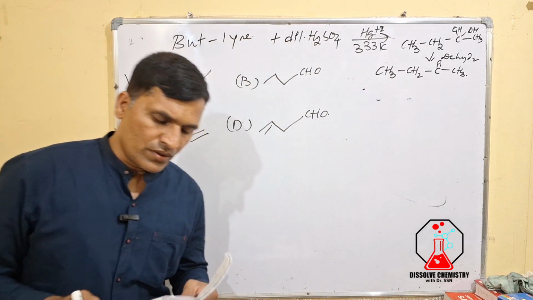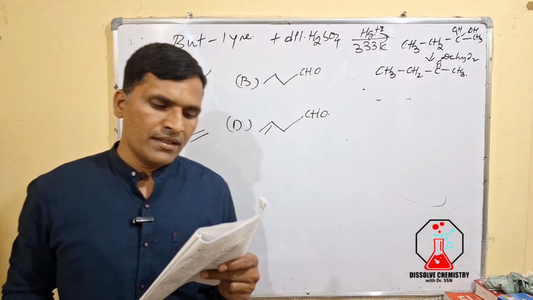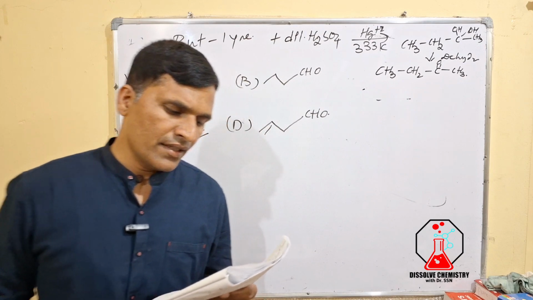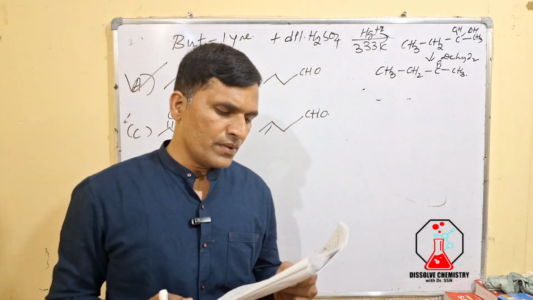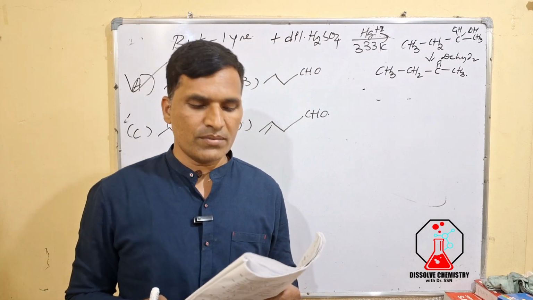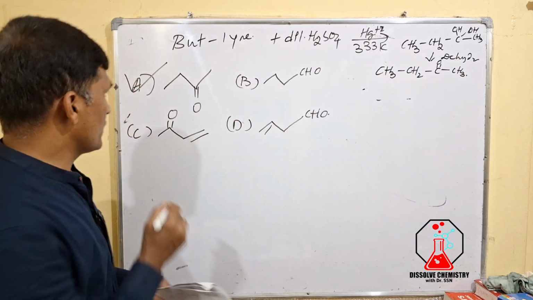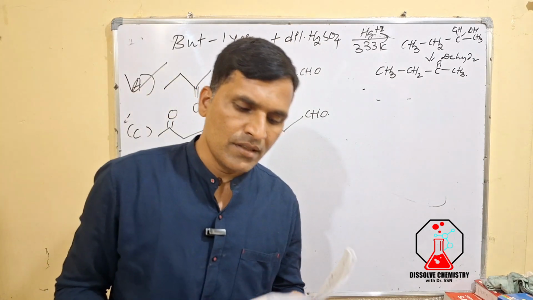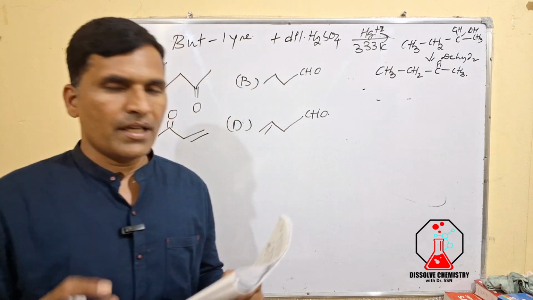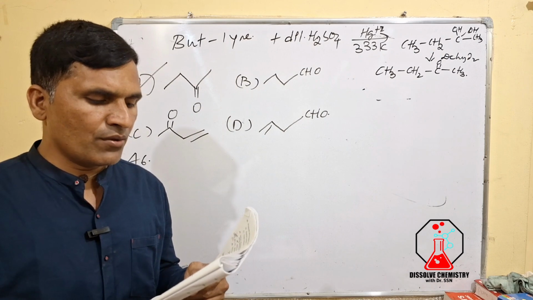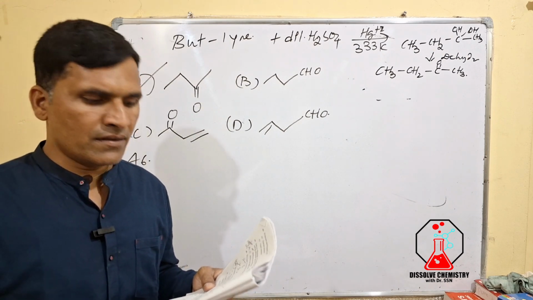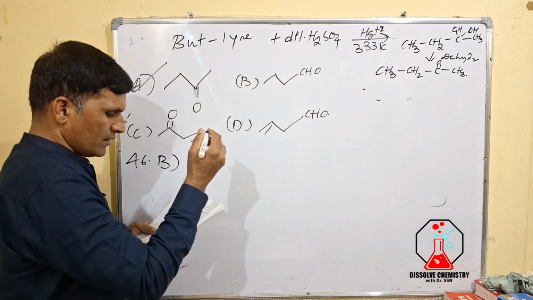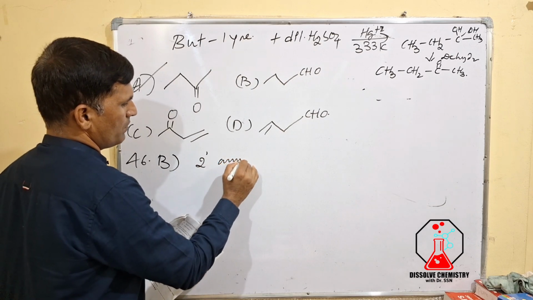Then 46th question. Biologically active adrenaline and ephedrine, used to increase blood pressure, contain: A, primary amino group, B, secondary amino group, C, tertiary amino group, D, quaternary ammonium salt. Your right option is B, that is secondary amino group.